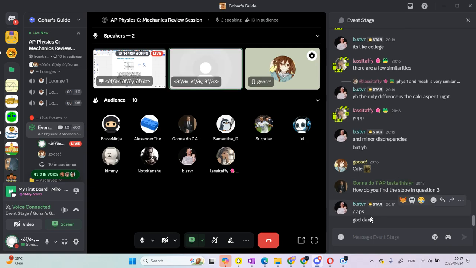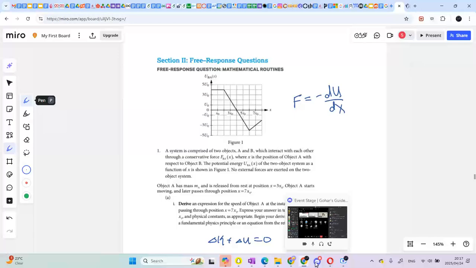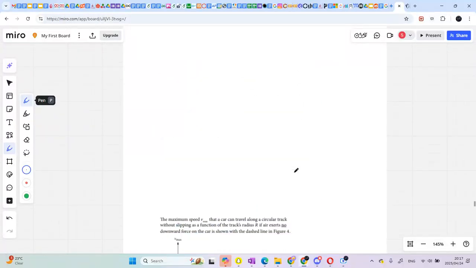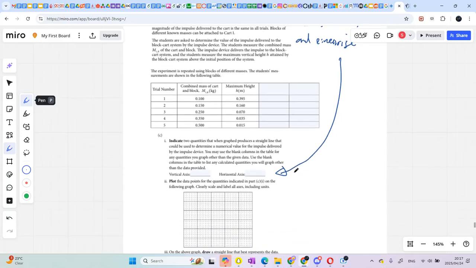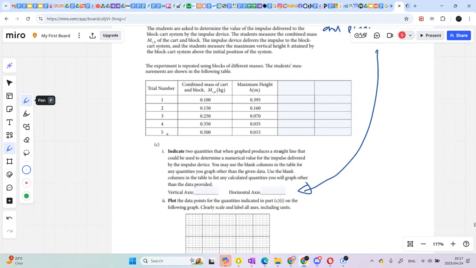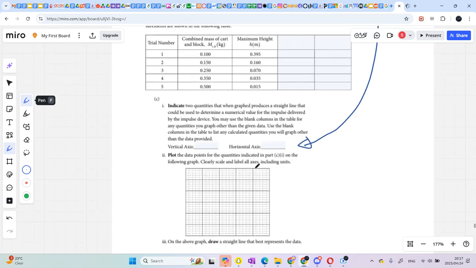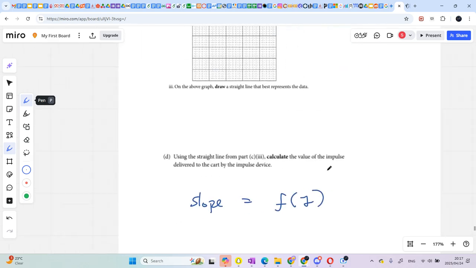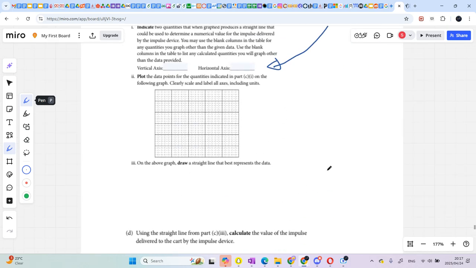Let's see, any questions? How do you find the slope in question 3? Let's take a look real quick. So the slope in question 3, what we're going to end up doing, I'm not going to do it here in detail, but once you have your equation, you're going to take your vertical and horizontal axes. The vertical and horizontal axes are going to be expressions in terms of m and h and other constants. So you're going to end up plotting those points onto this graph right here, and then you're going to draw a line, and then using your ruler, you're going to calculate the slope.